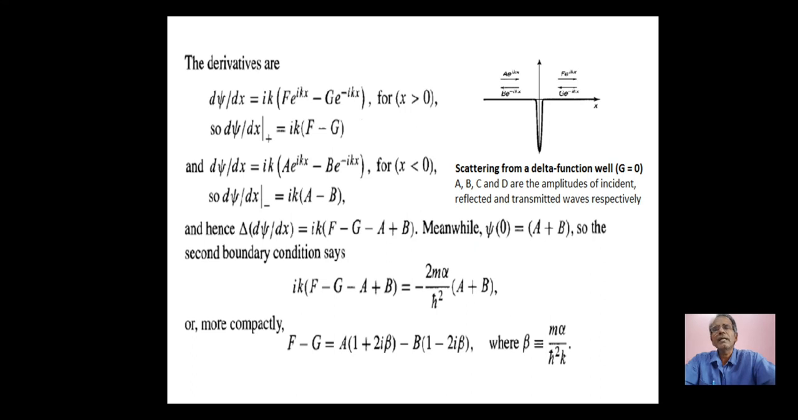We earlier had delta d psi upon dx equal to minus 2m alpha upon h cross square psi at x equal to 0. This gives ik bracket f minus g minus a plus b equal to minus 2m alpha upon h cross square bracket a plus b, equal to 2 beta k bracket a plus b, where beta is equal to m alpha upon h cross square k. So finally we have f minus g equal to a bracket 1 plus 2i beta minus b bracket 1 minus 2i beta.